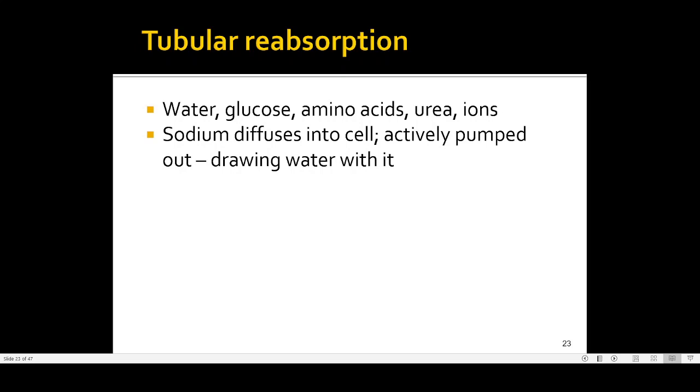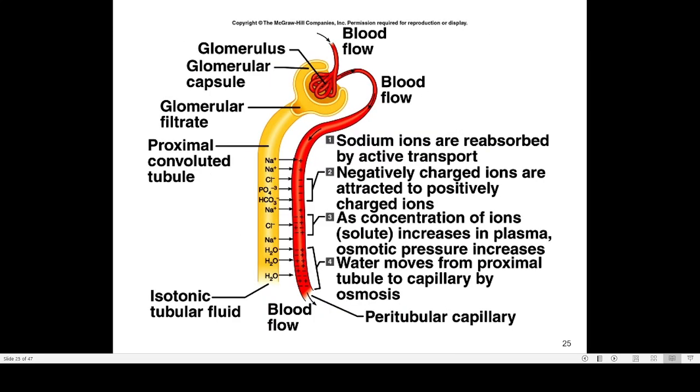Then certain other substances like sodium are also reabsorbed. Here you can see how sodium ions are reabsorbed by active transport. Active transport means that for reabsorption of sodium, our body has to use some kind of energy. Some energy pump has to be operated. So with the help of energy, sodium ions are actively reabsorbed.